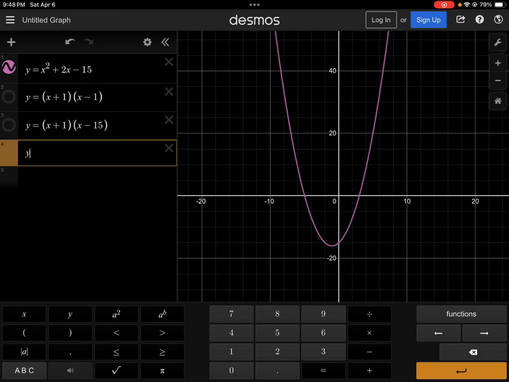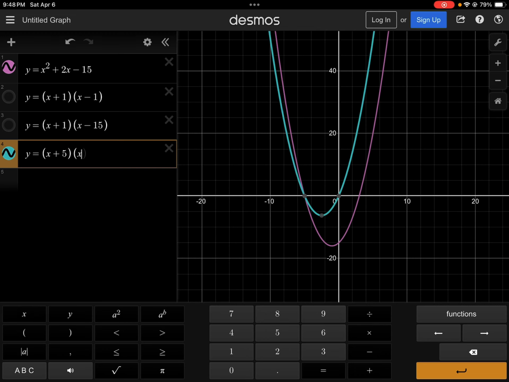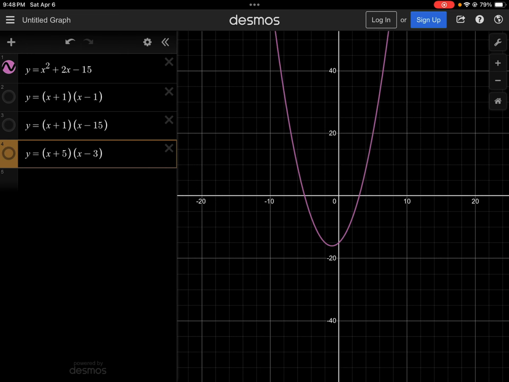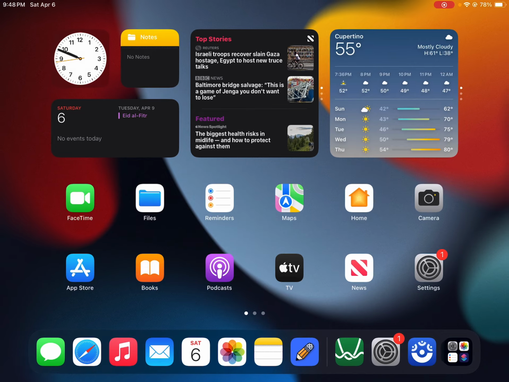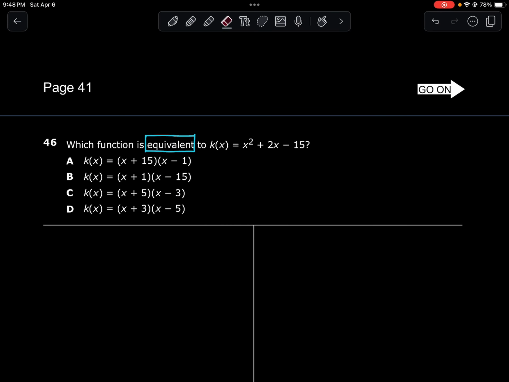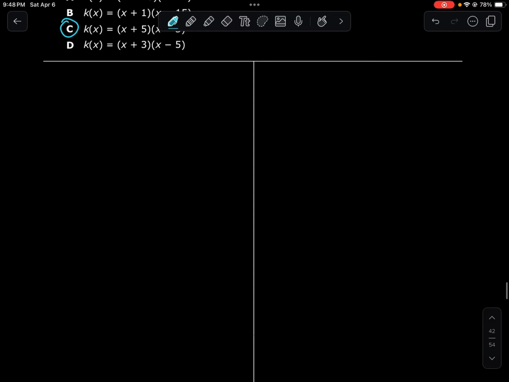Let's do the next one, y equals x plus 5, x minus 3. And it looks like this is the one. They are exactly identical. So the correct answer is option C. Okay, now let's go.